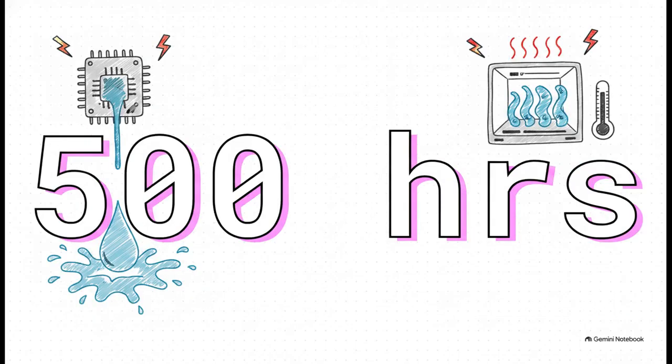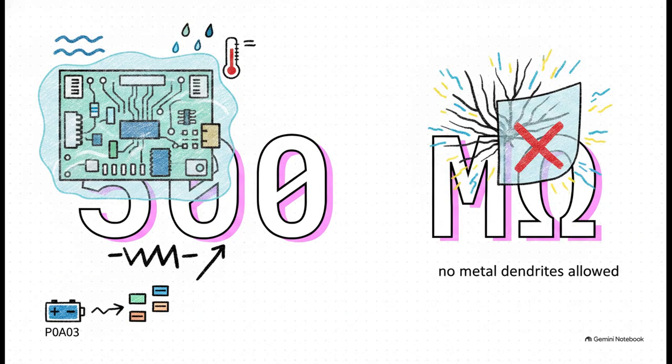Next up is the environmental torture. The boards get exposed to simulated coolant drips, and then they are locked in a double 85 chamber. That's 85 degrees Celsius and 95% relative humidity. Oh, and they are powered on for 500 continuous hours. The whole point is to aggressively accelerate aging and basically try to force a failure. The make or break requirement here is that even after 500 hours of that high temp, high humidity nightmare, the insulation resistance has to rigidly stay above 500 megaohms. Absolutely zero metal dendrites are allowed to form. It's the ultimate proof that the conformal coating is completely flawless.